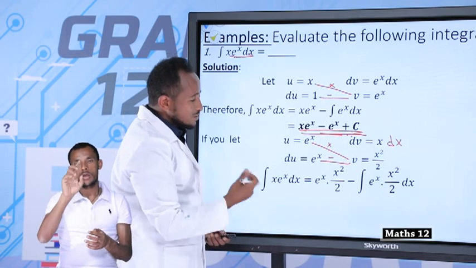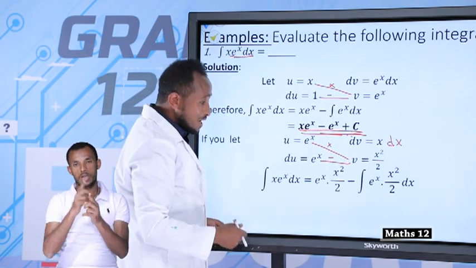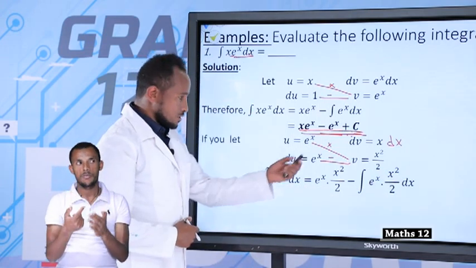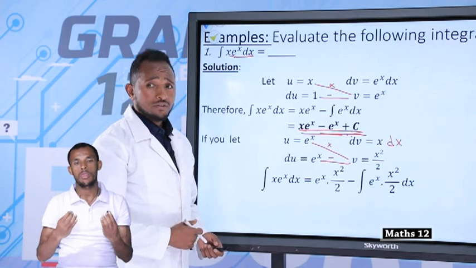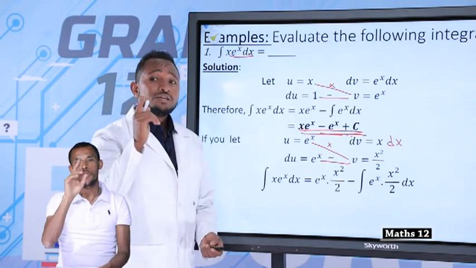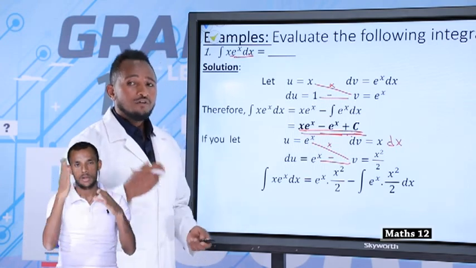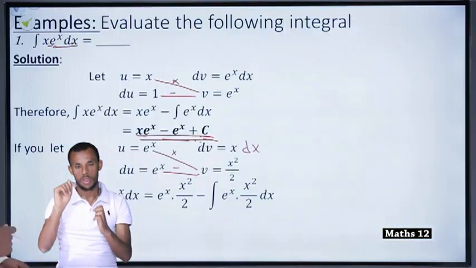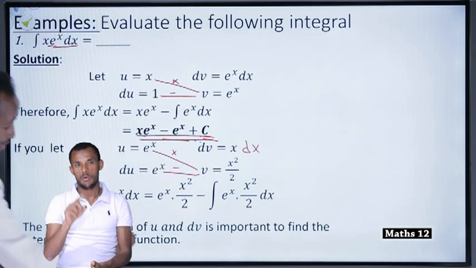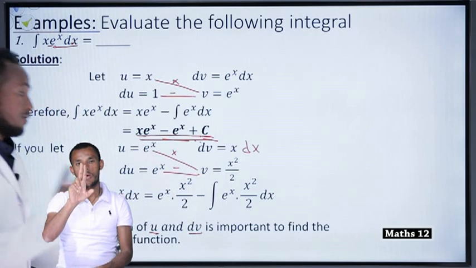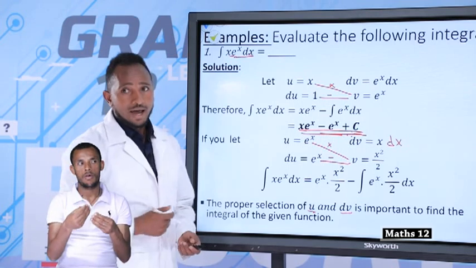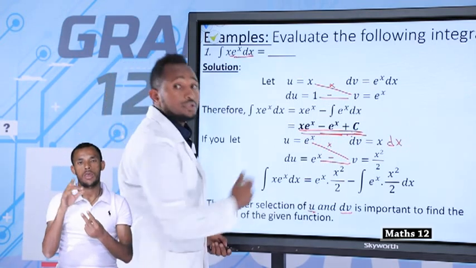Look, this is not the final answer. If you follow the same technique to evaluate this one using integration by parts, you will not arrive at the answer. So the selection of u and dv matters in evaluating the integral using integration by parts. Therefore, you have to select u and dv properly. So for that purpose, I'll give you a guideline in selecting u and dv.